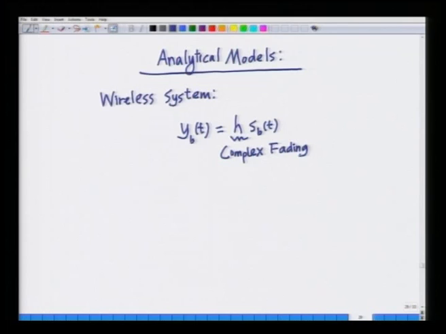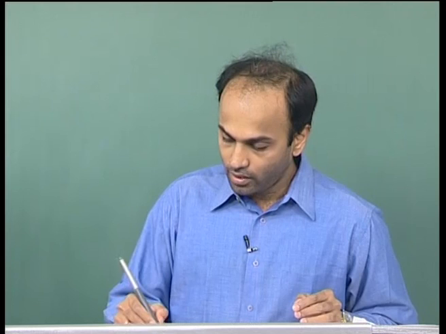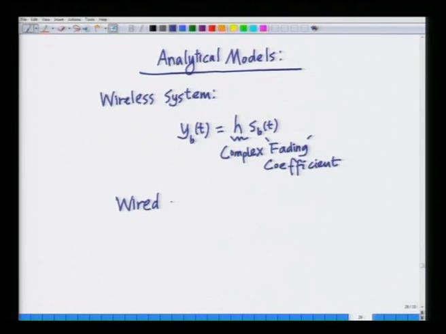This is the complex fading coefficient, fading because this is what results in the fading nature of the received signal at the receiver. And for a traditional wired system, these are typically known as wireline systems, the received signal y_b of t is simply s_b of t, because there is only a single path and there is no multipath interference. So, what you transmit is what you receive.